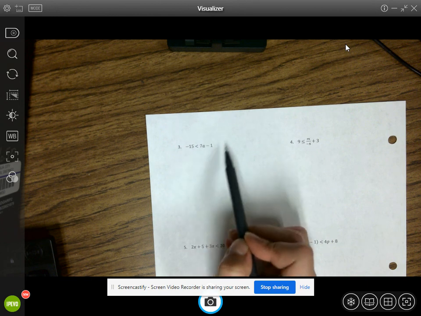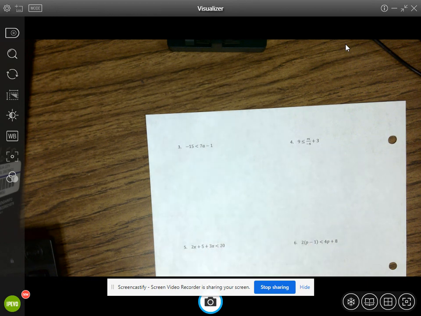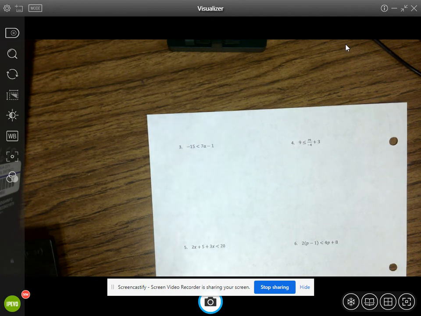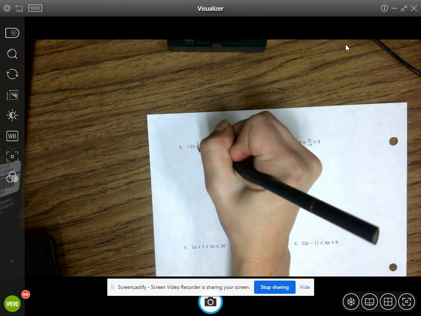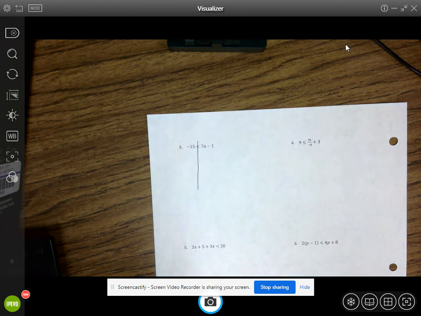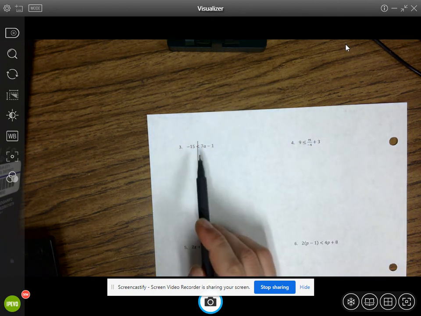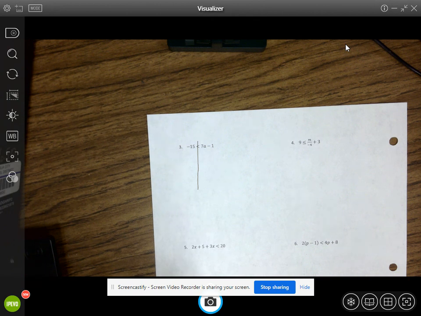Try this one on your own and see how you do. Come back and check it when you're done. It may be helpful to put your line through your symbol just like you did your line through your equal sign. Just make sure you keep that symbol instead of an equal sign.